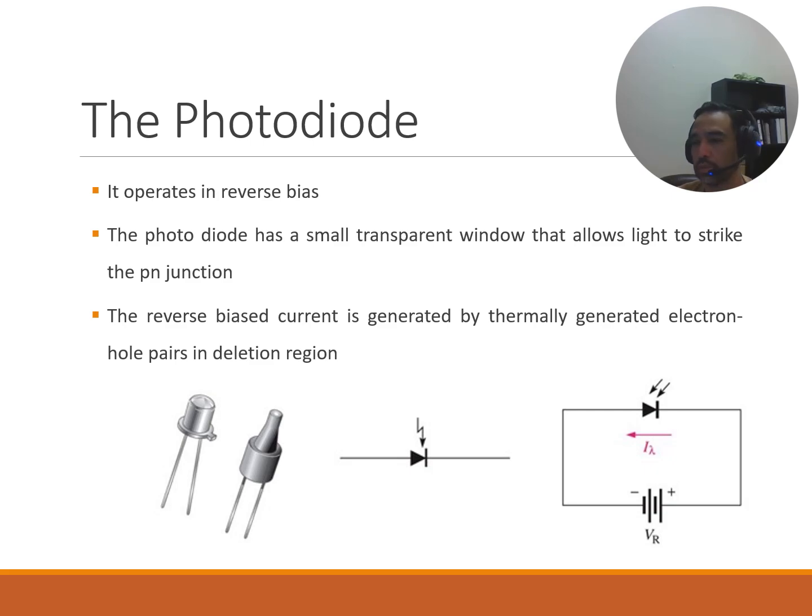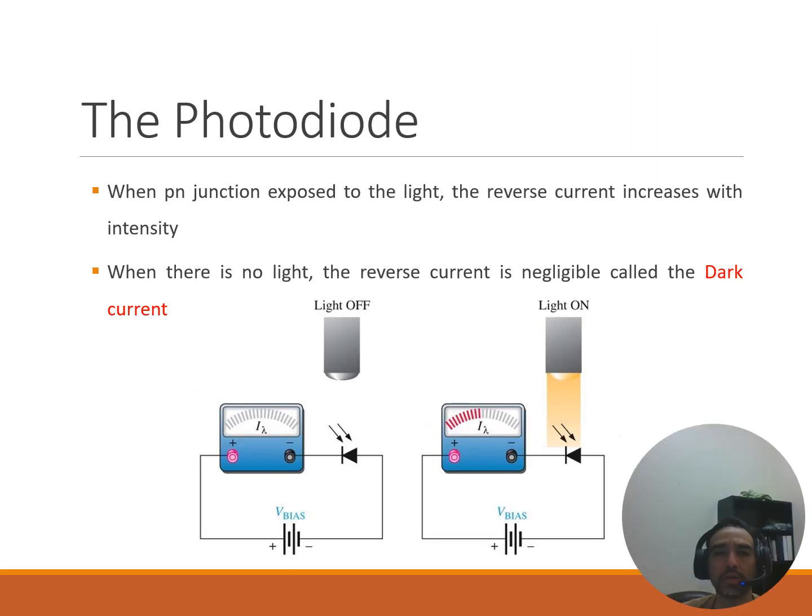So that's not too much. That's good. All right. So let's look at this slide. I like this visual. So when the PN junction is exposed to light, the reverse current increases with the intensity. So light shines on it, something special happens.